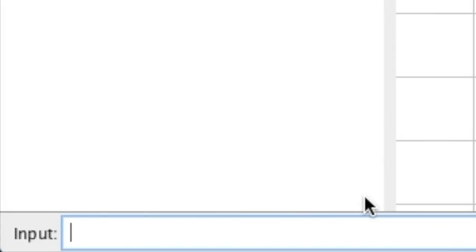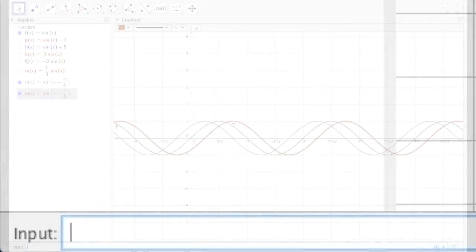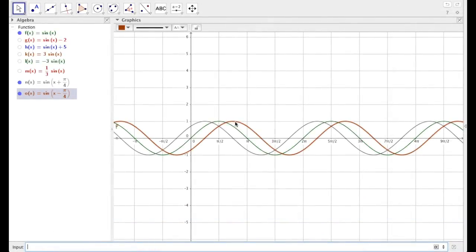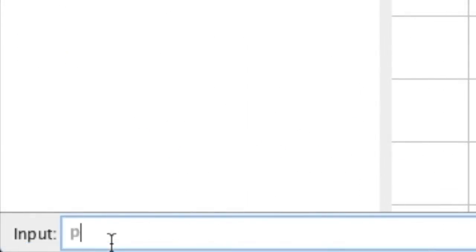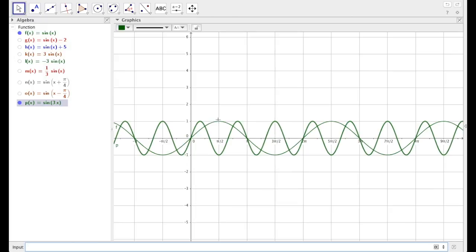Now let's do the same thing, but let's do minus pi fourths. So let's do o of x equals f of x minus pi fourths. As you can see here, this function o of x has moved right pi fourths units. Now let's do p of x is f of 3 times x. So our original function, f of x, has what we call a period of 2 pi.